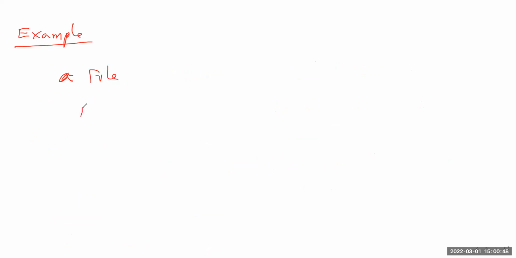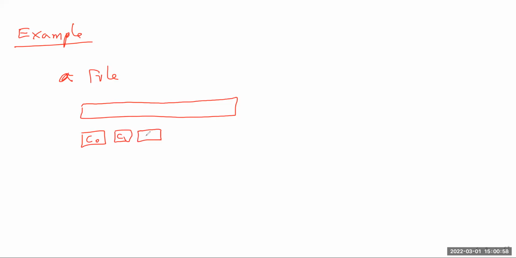And let's say that the file is kind of like that, buffer and memory, right? We're going to divide it up into parts, C0, C1, C2, C3, C4, C5. Those are the pieces of the file.